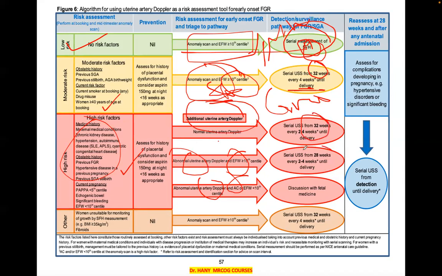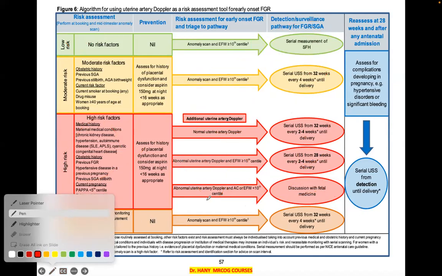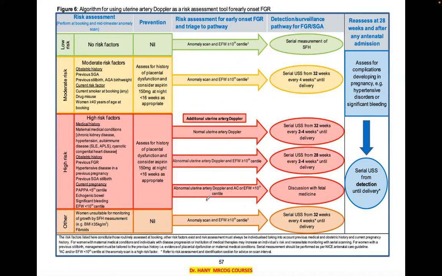Abnormal, the serial ultrasound will be from 28 weeks. Every 2 to 4 weeks. Usually it will be every 3 weeks until delivery. And my aim is 38 to 39, unless I have a problem here. The baby is not growing and the uterine artery Doppler is abnormal, so I will refer to the fetal medicine to do the ductus venosus Doppler and daily Doppler. Until 30 weeks, I will consider 32, I will deliver.